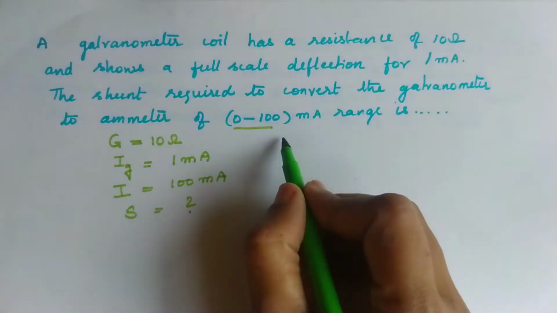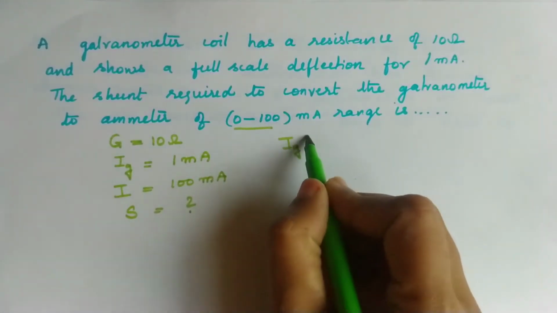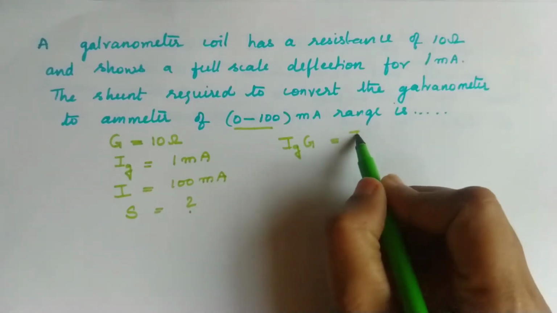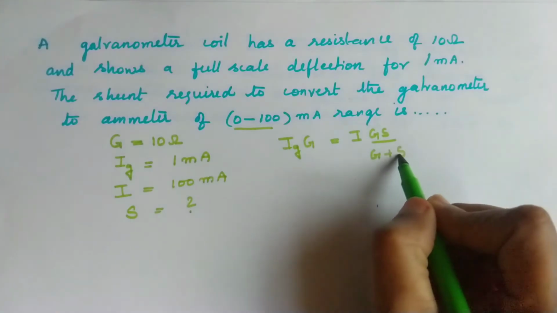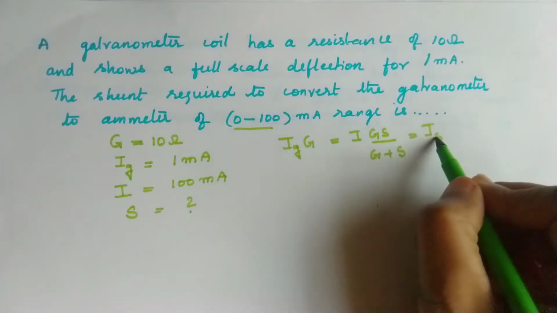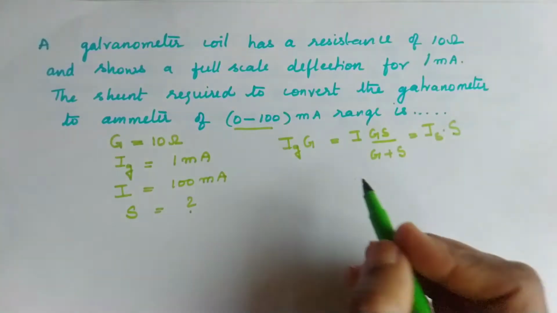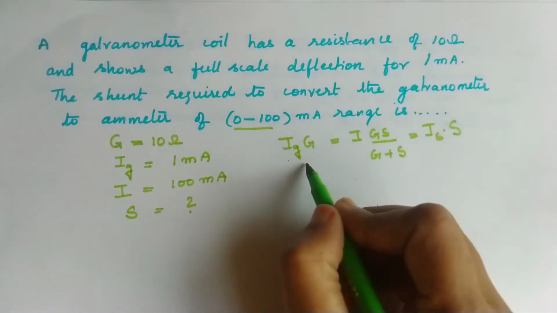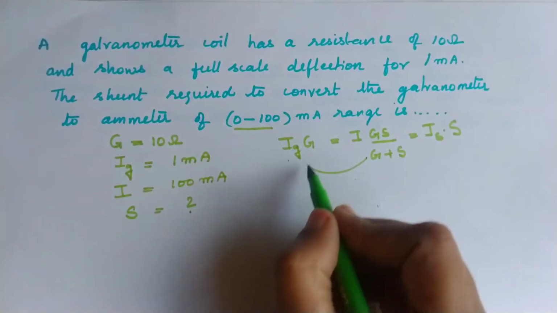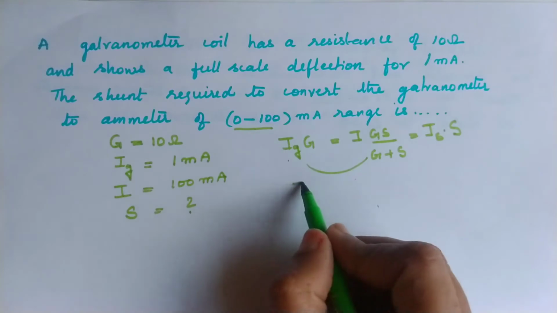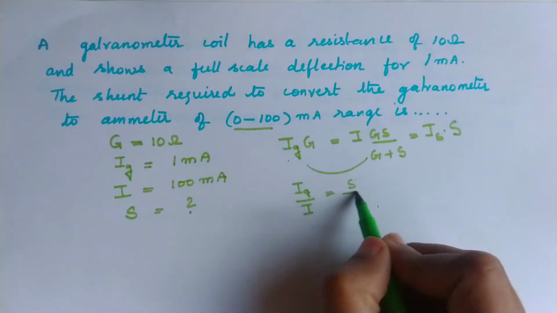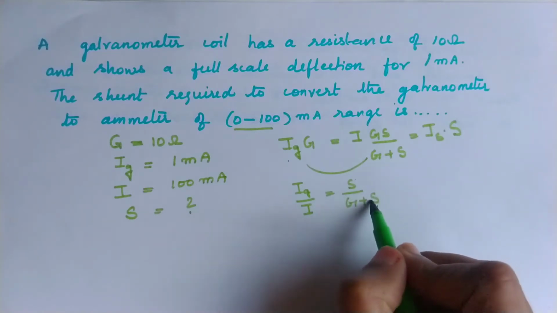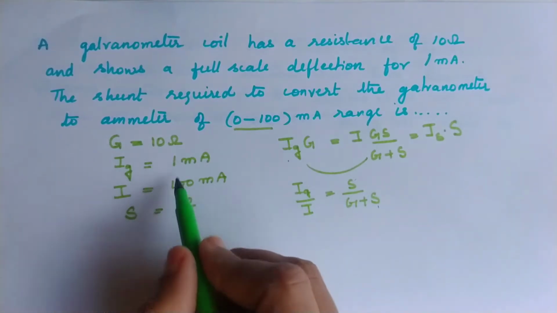For any conversion, we have seen that Ig into G should be equal to I into GS by G plus S, which is equal to current through shunt into shunt resistance. Since we know the value of Ig and I, we will equate these two relations. G will anyway get cancelled. Ig by I is S by G plus S. Substitute the values, 1 by 100.